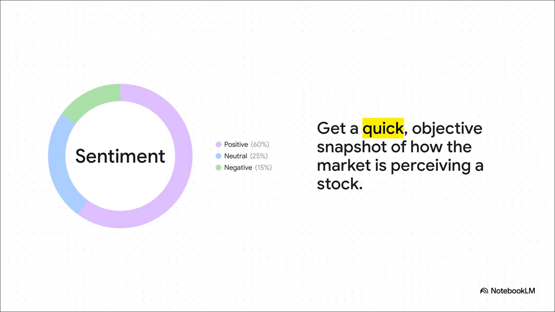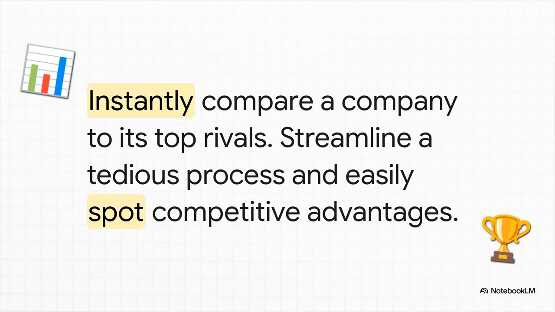And this is what you get back. Instead of just a vague gut feeling, you get a clear, quantifiable breakdown. 60% positive, 25% neutral, 15% negative. The AI is literally taking a fuzzy subjective concept like market mood and turning it into simple, actionable data you can actually use. And now for our final power play.